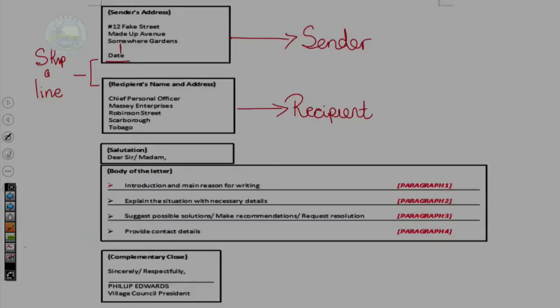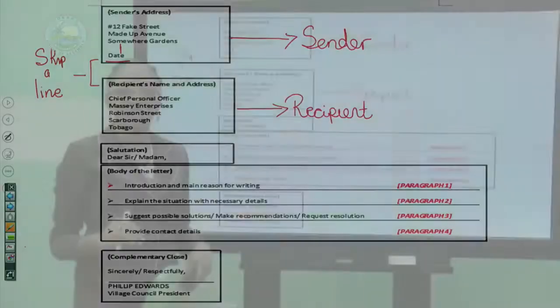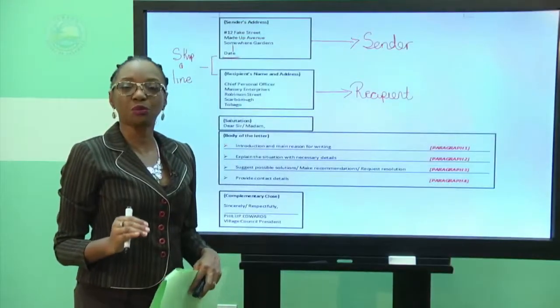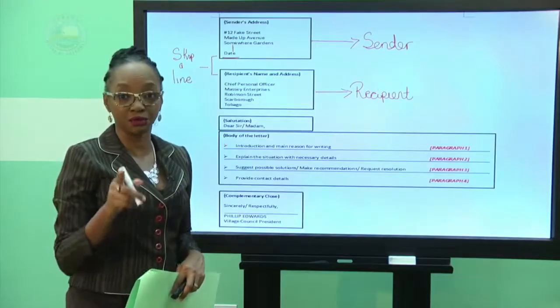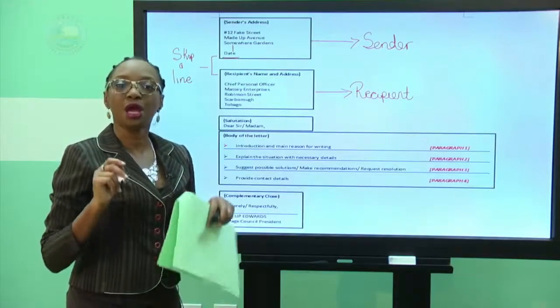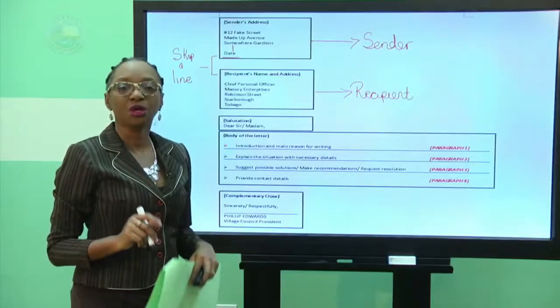So if it is Mr. Roger Shepard, Chief Personal Officer, Massey Enterprises, Robinson Street, Scarborough, Tobago. You put the name of the person, you put the office that they hold, the position, their portfolio, and then you put the address of their office. You are not sending this to their home address. So do not put a personal home address for your recipient, especially in the case of a formal letter. You want the address related to their office.